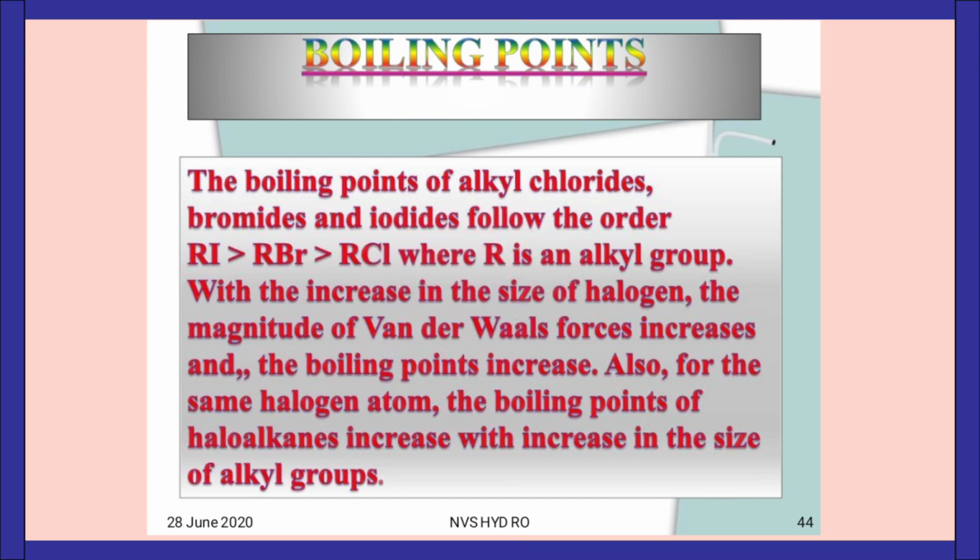Now discussing the boiling point, the boiling point of the alkyl chlorides and iodides follows the order. RI has the highest boiling capacity, the highest. Remember that with increase in size of halogen, the magnitude of van der Waals forces increases and the boiling point also increases.